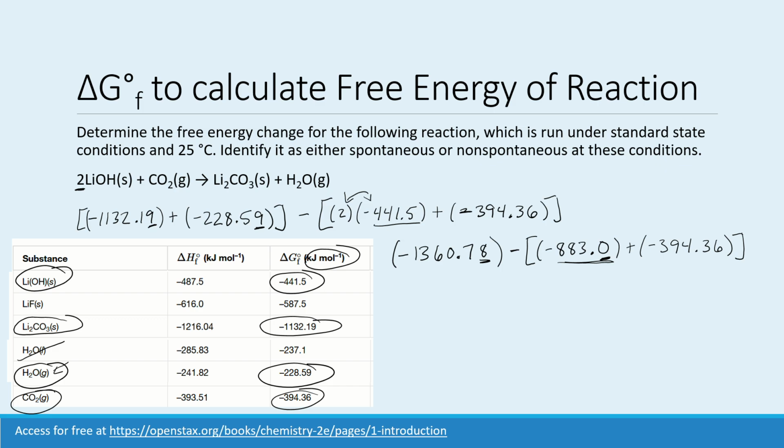Okay, and so that first value is going to limit our significance out to the tenths place, and so when we add those two values together, and you get the negative 1277.36, it's only significant out to the 3, out to the tenths place. Okay, and then we've still got that negative 1360.78.